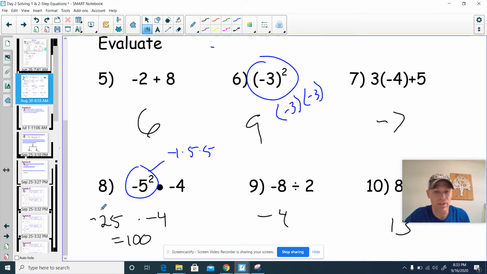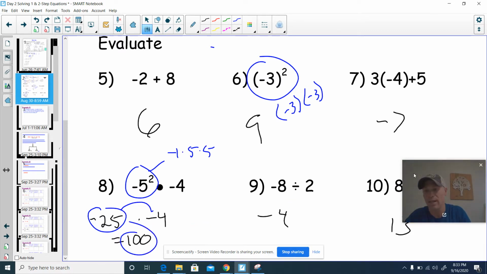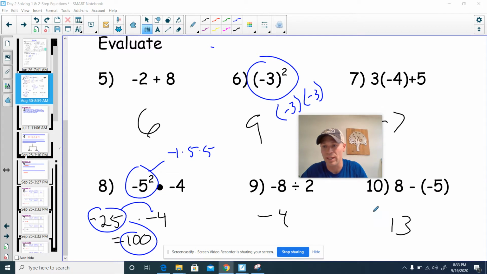So that's how we end up with the -25 here. And then also multiplying by -4. Negative times a negative is positive 100. And I think the rest of them are pretty self-explanatory, so I don't have to really talk much about that. Also, I guess I'll talk about this one. Remember that we're adding a negative here. So subtracting a negative is the same as adding the opposite. So we're really doing 8 plus 5 to get 13.